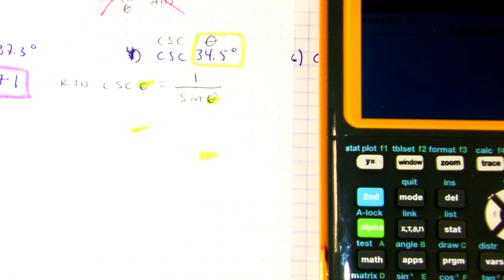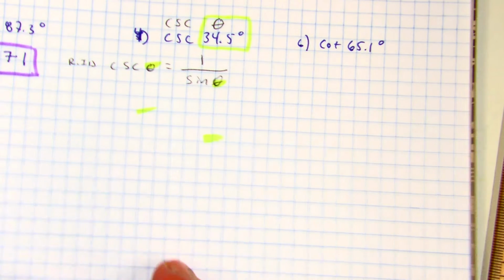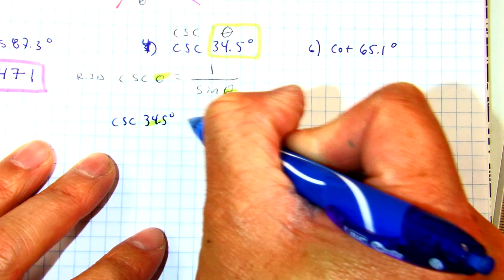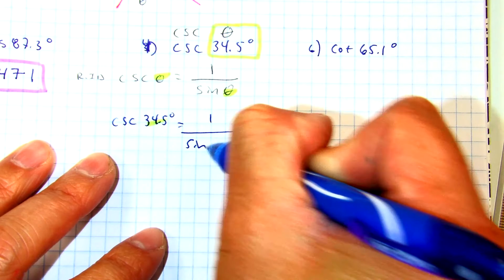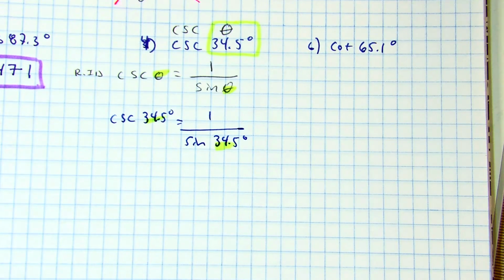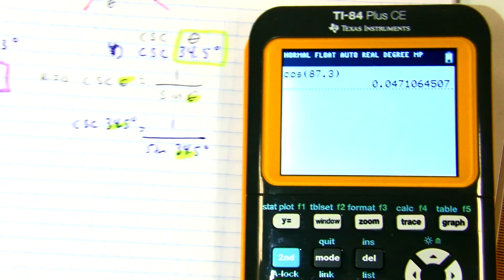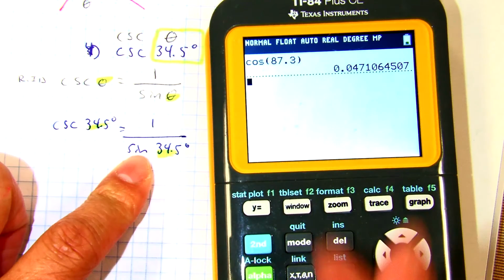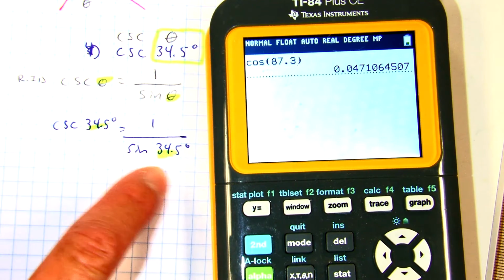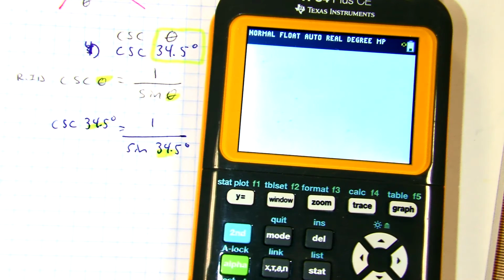Let's write that. So now I have cosecant of 34.5 degrees equals 1 over sine of 34.5 degrees. Now we can type that into our calculator. Now for some reason, if you don't have a math type calculator, which allows you to type in a lot of stuff, you might need to type in sine of 34.5, get a decimal, and then the second part would be 1 divided by that decimal. But this nice calculator can do all of it.